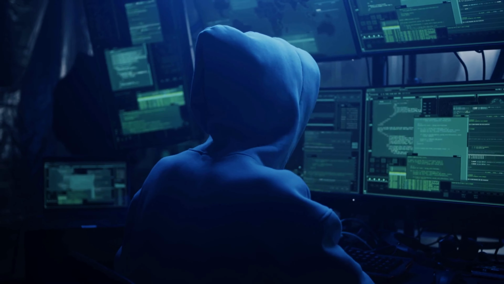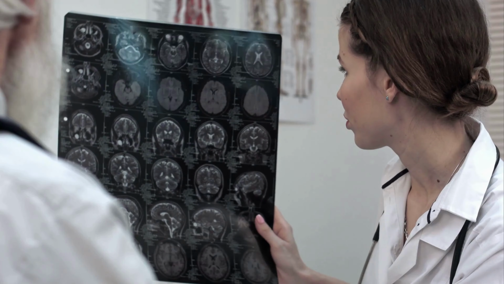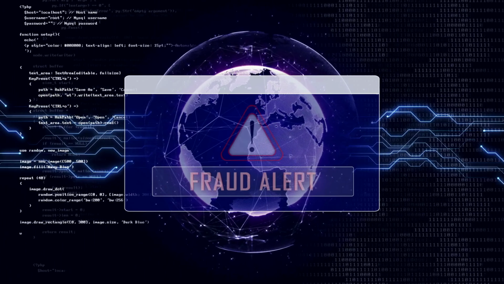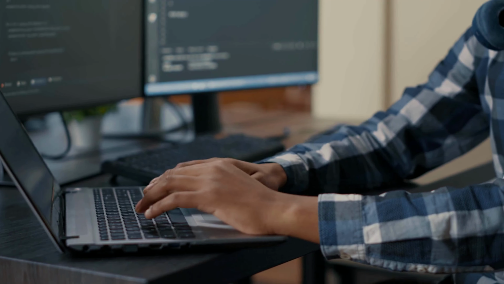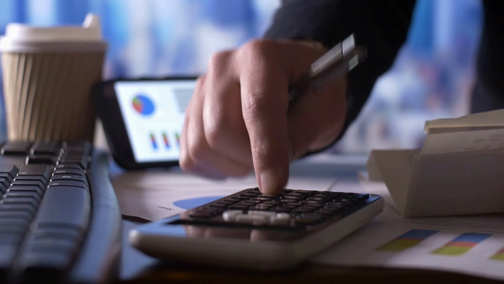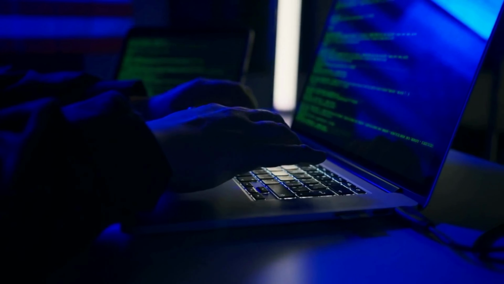In addition to these applications, accuracy is also used in fraud detection, medical diagnosis, and autonomous vehicles. In fraud detection, machine learning models are used to identify fraudulent transactions in financial data, and accuracy is used to measure how often the model correctly identifies a fraudulent transaction.